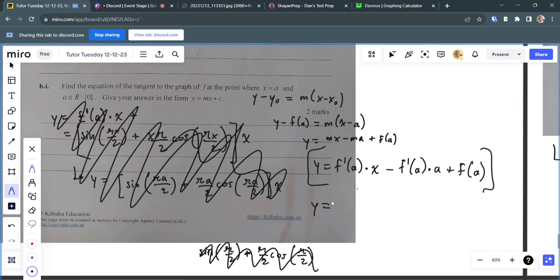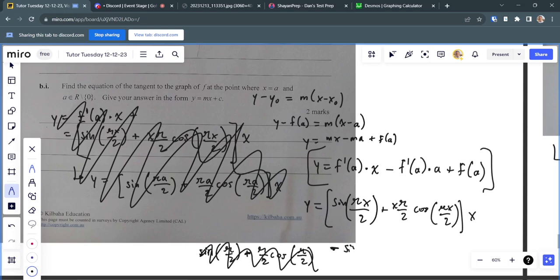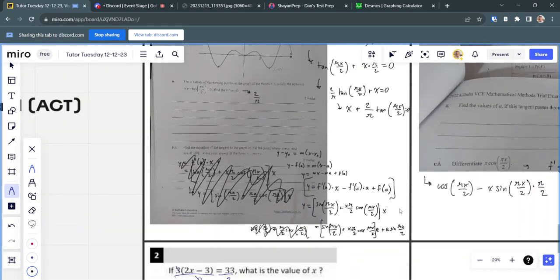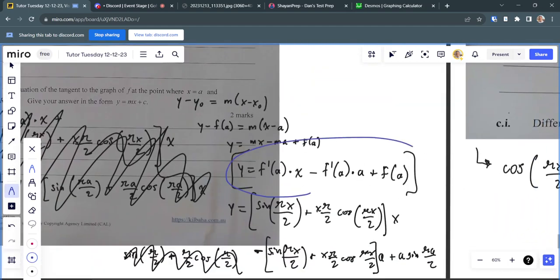So f prime is going to be, oh man, sine of pi x over 2 plus x pi over 2 cosine pi x over 2, times x minus the same thing times a, and then plus a sine pi a over 2. So let me highlight this as the correct equation for the tangent line. That's what's going to happen.